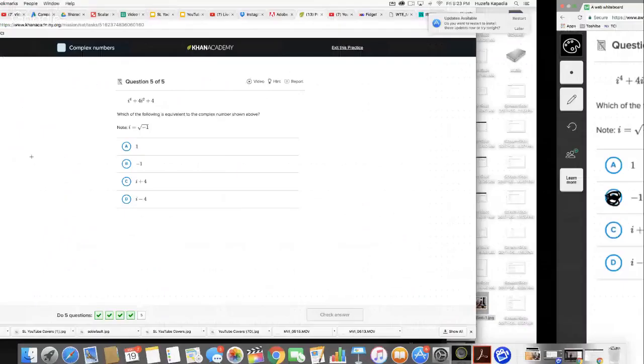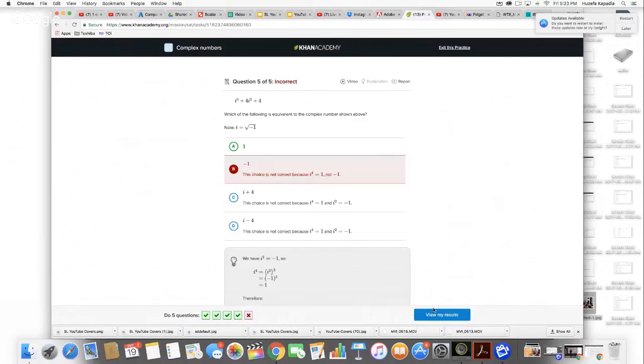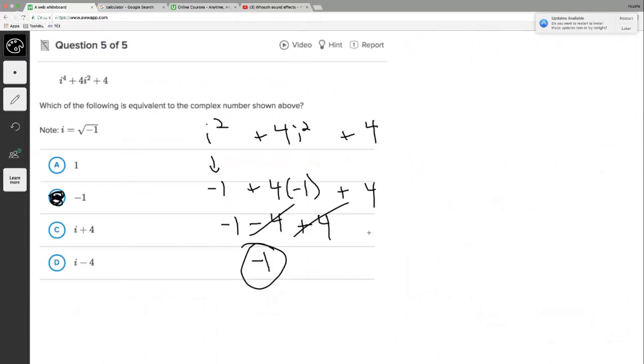Let's see how we do. What? Oh my God, I got it wrong. Was that a positive 1? i squared is negative 1. Is equivalent. I just made a mistake. Wait a minute. How is that? Oh, it's i to the 4th. I didn't read it right. Oh my God, I just made a mistake. So see how I wrote here i squared? That is actually supposed to be i to the 4th.